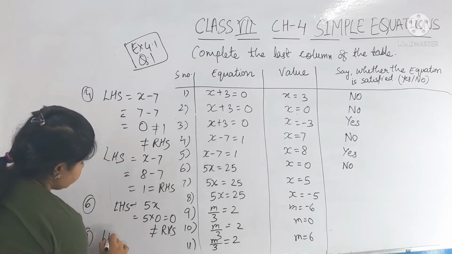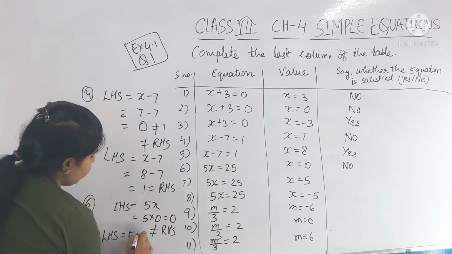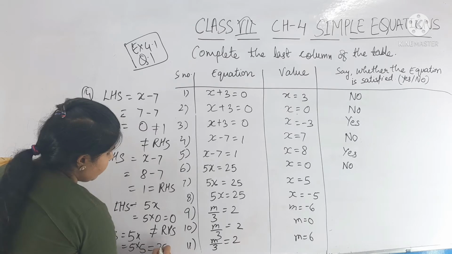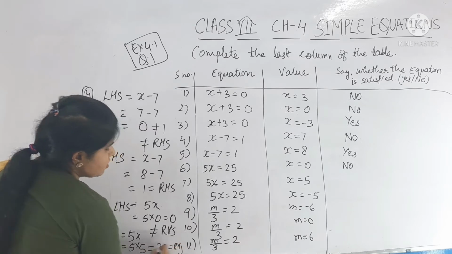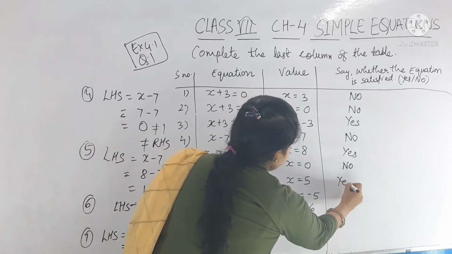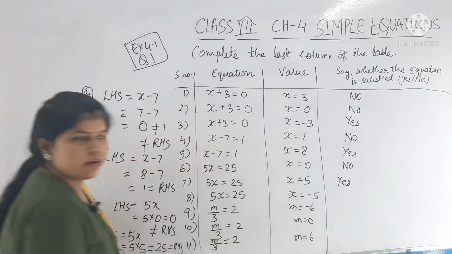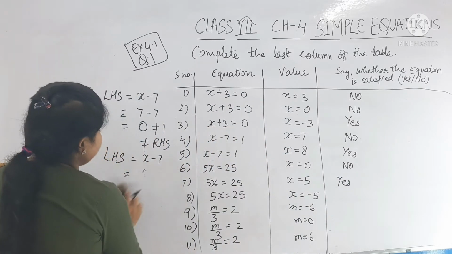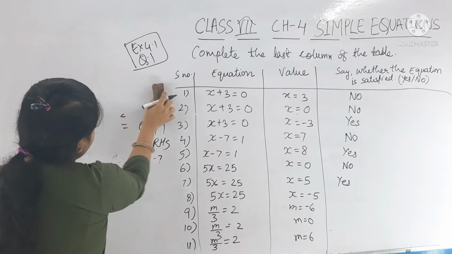Now for 5x equal to 25, x equal to 5. The seventh: LHS is 5x, that is 5 into 5. Here we have to substitute x equal to 5. So 5 fives are 25, equal to RHS. So the answer is yes. Okay, like this we have to complete this table. That is the question number 1.